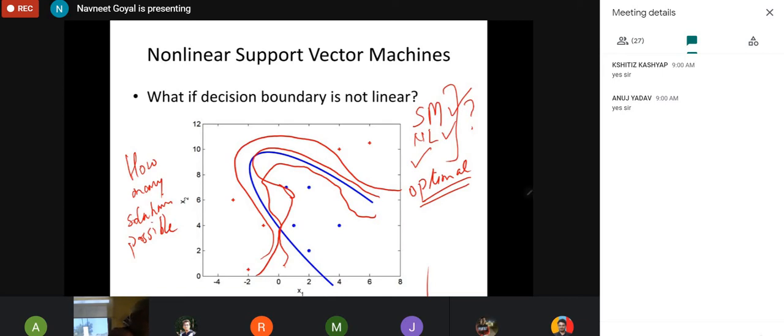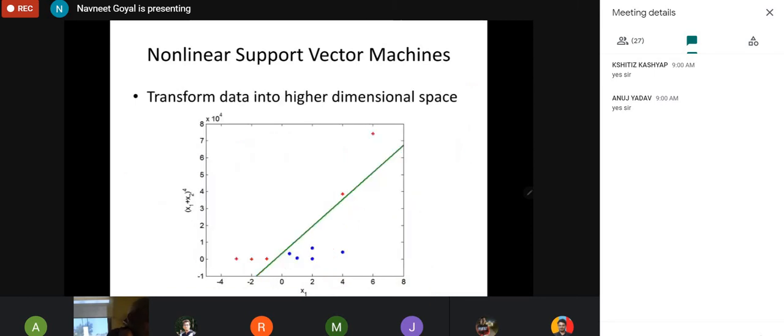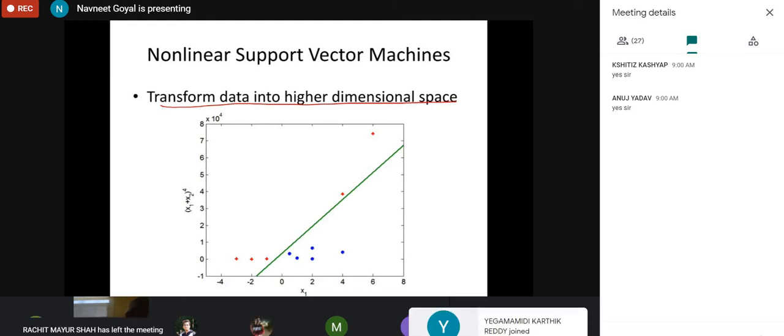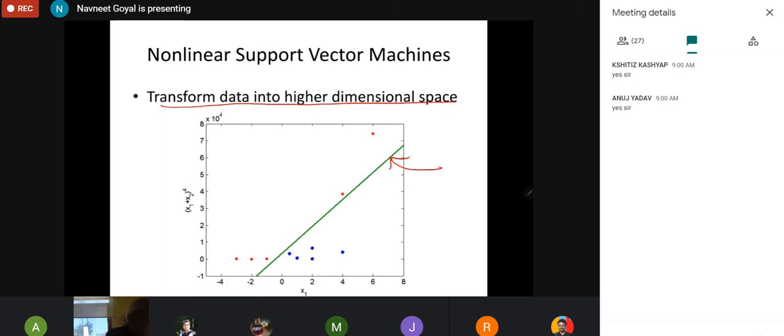Again, we'll talk about the same kind of questions. One approach that we take in nonlinear is that we transform our data into a high dimensional space. You are transforming your data into higher dimensional space, and when you do that, you get a linearly separable solution. And we know how to work with a linearly separable solution.